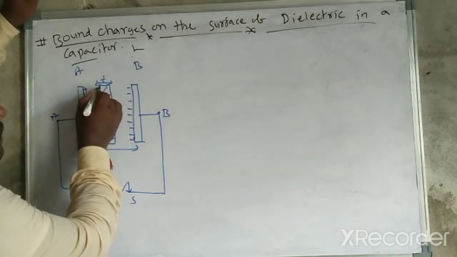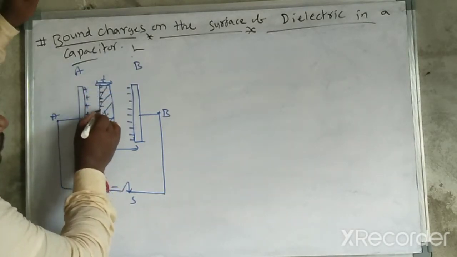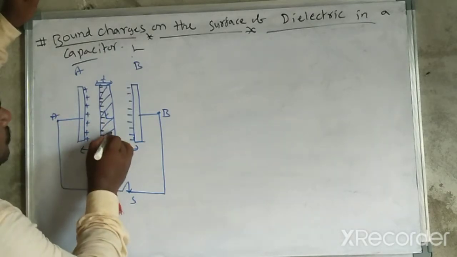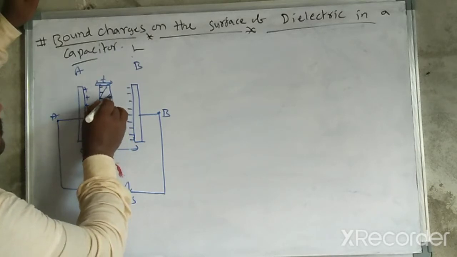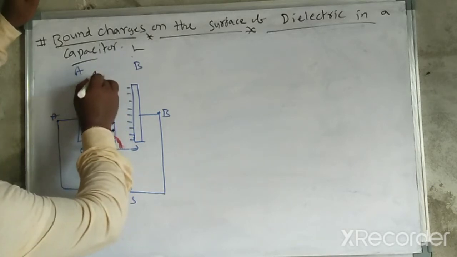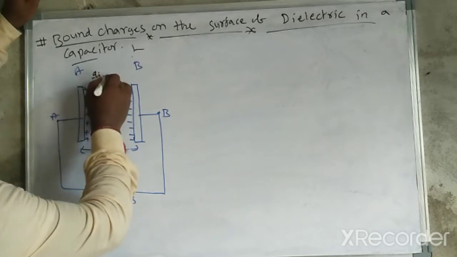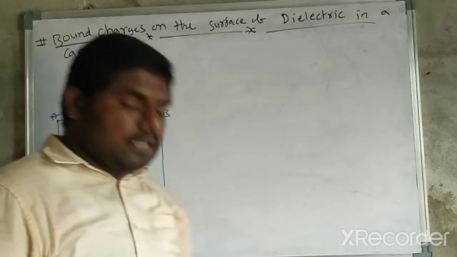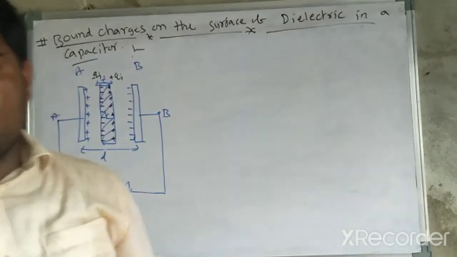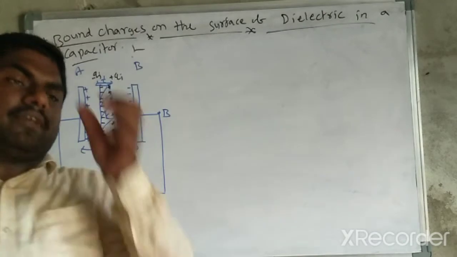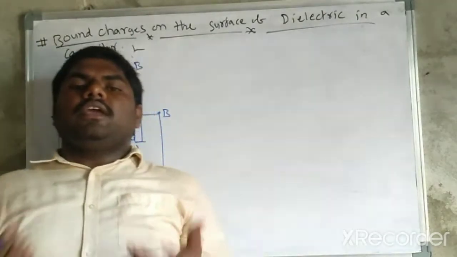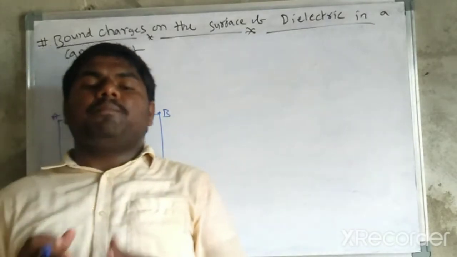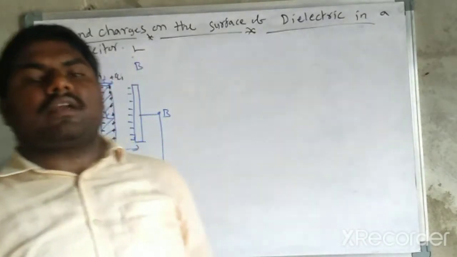After inserting this dielectric, negative charge accumulates on one side inside the dielectric and positive charge on the other side. This is the induced charge: minus Qi here, and positive Qi here. Inside the dielectric the electric field is equal to 0. Already we discussed in the previous case that inside any metal the electric field is 0. Here is the bound charge on the dielectric surface.